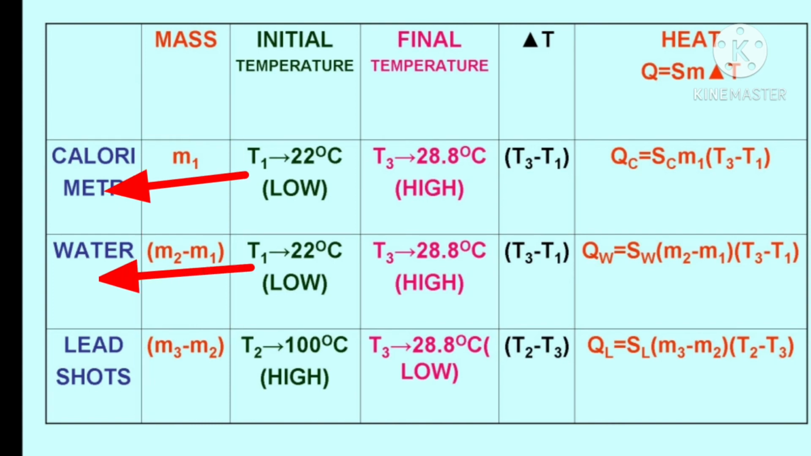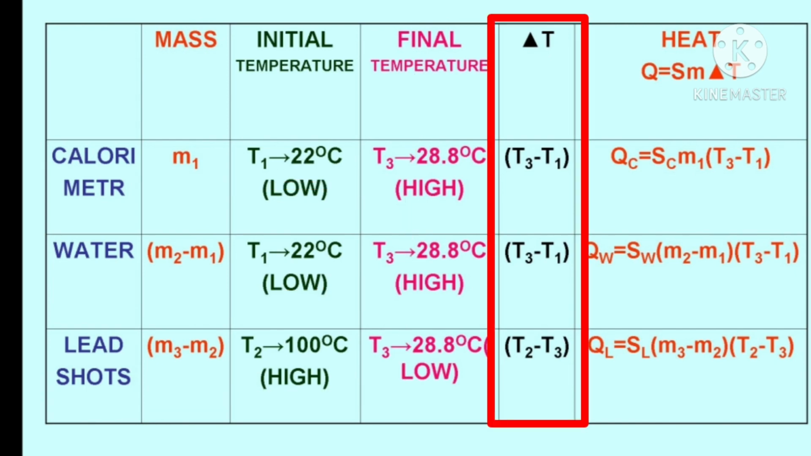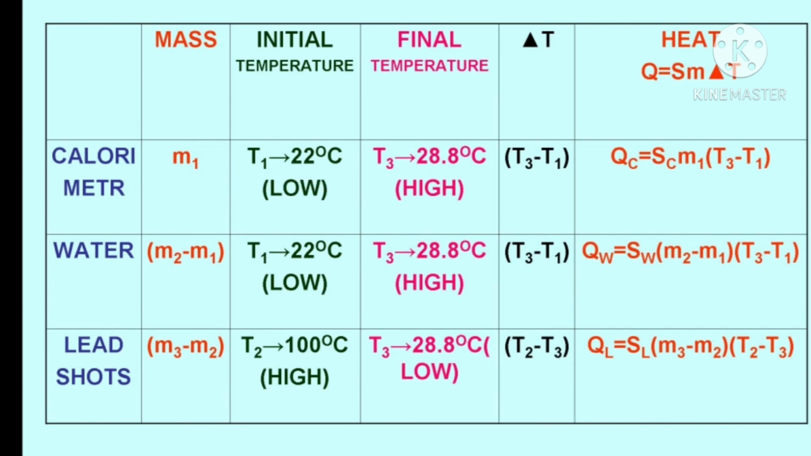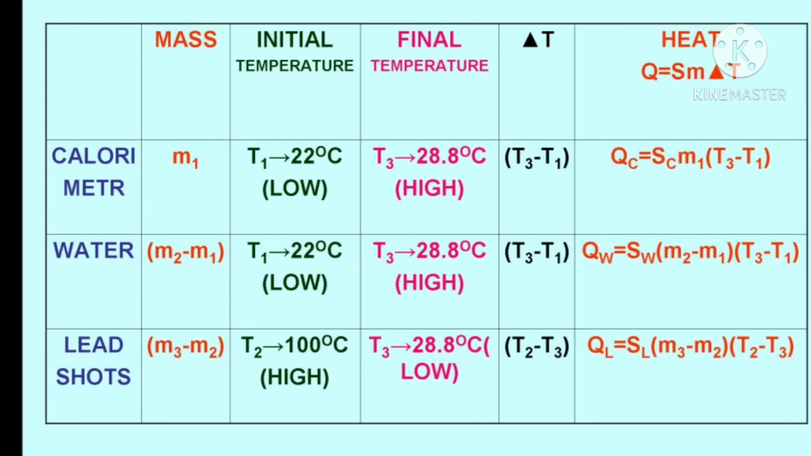T1 is initial temperature of calorimeter and water. T2 is initial temperature of lead shots. T3 is final temperature of all. These are the temperature differences between high temperature and low temperature. By substituting mass and temperature difference in Q = S m ΔT, we get the following equations.